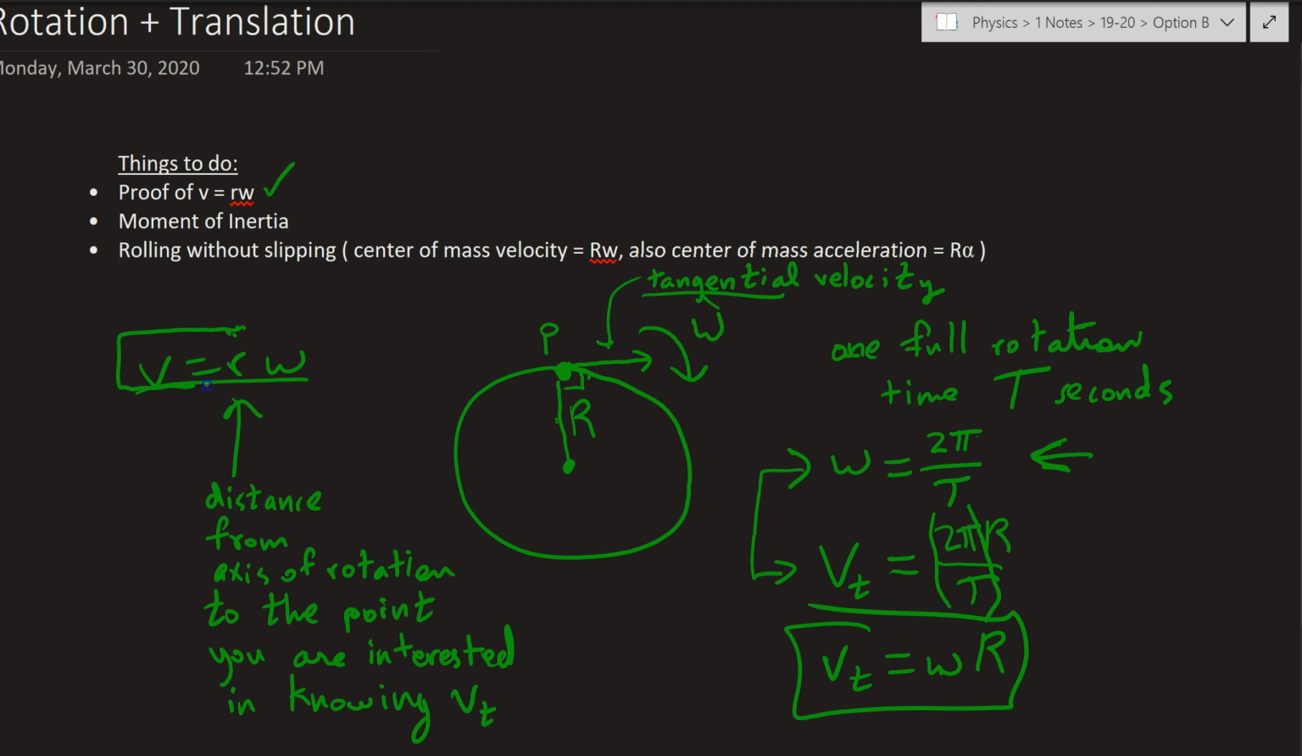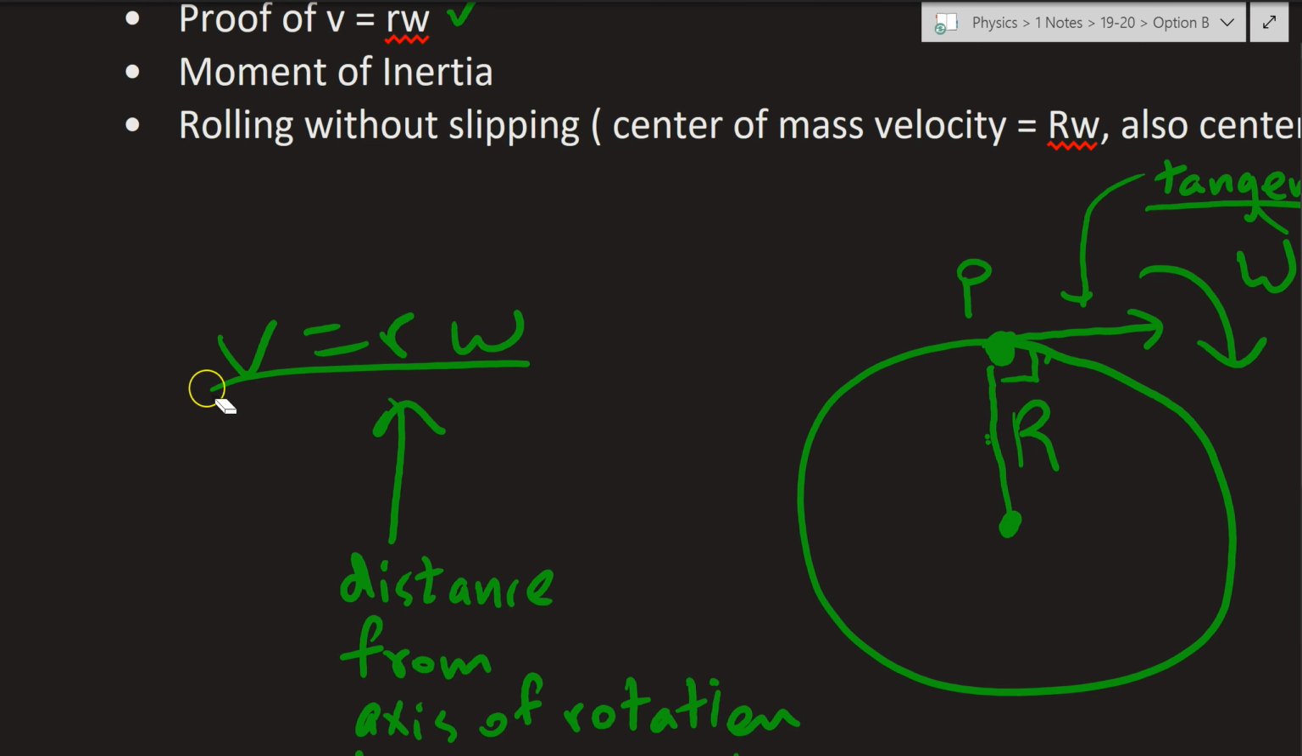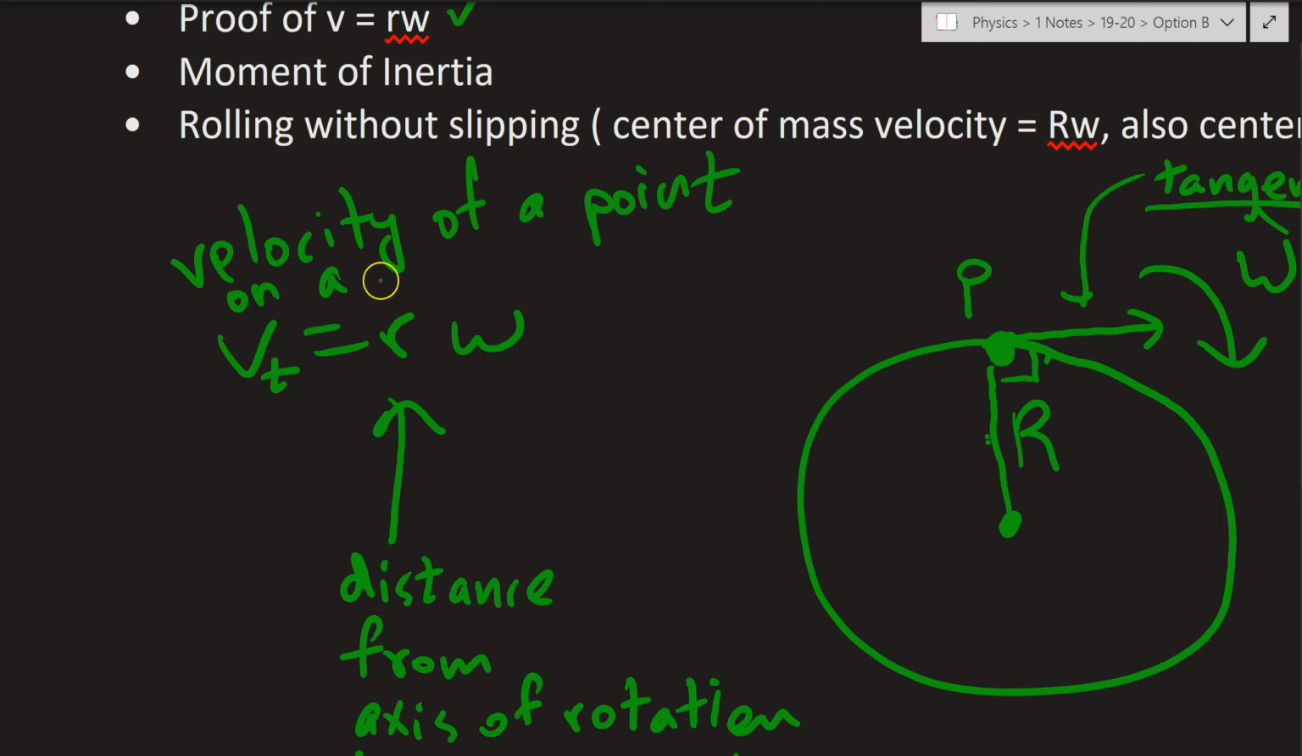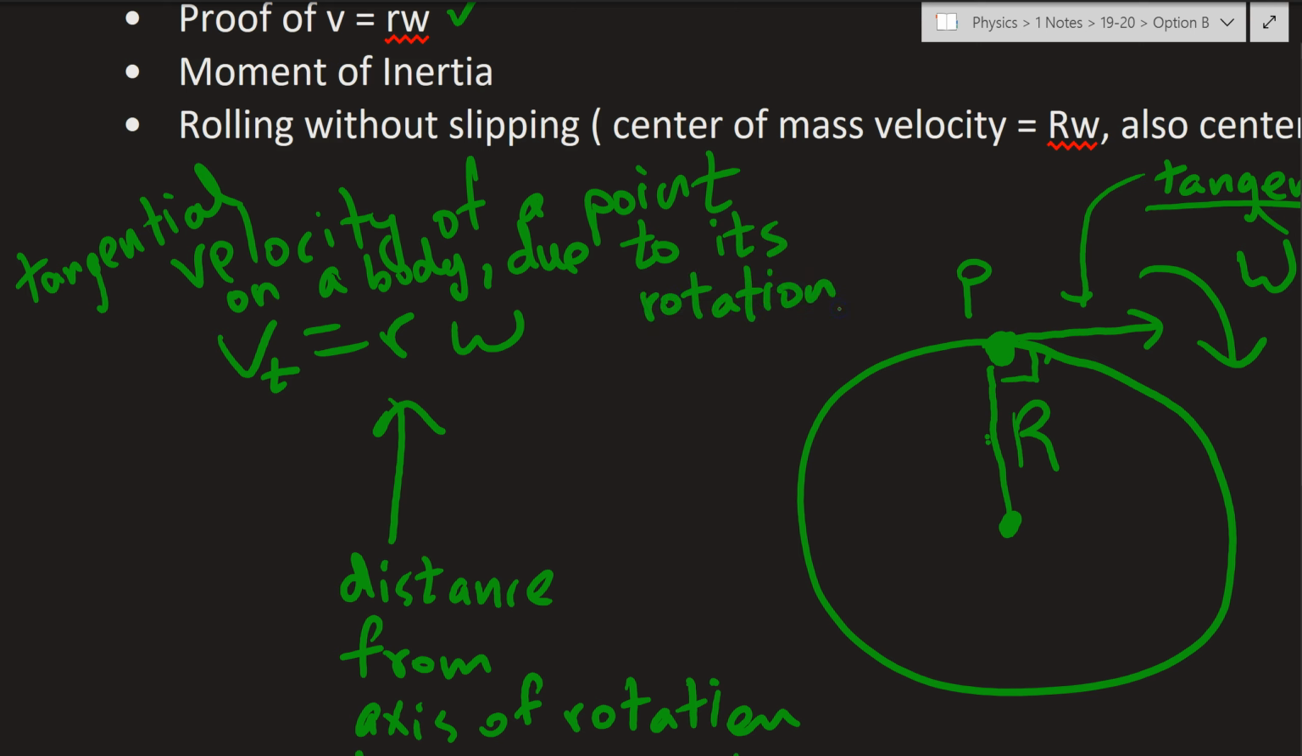So this equation is very useful, but it should be, I think, called tangential velocity, and it should be clear that this tells you the velocity of a point on a body. Well, it tells you the tangential velocity on a body due to its rotation. Now I think it's a much more useful formula because you know the limitations on it.